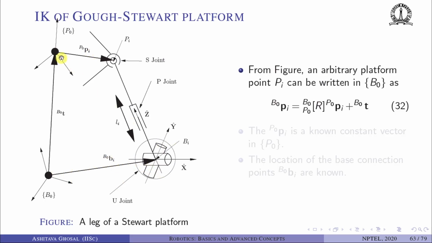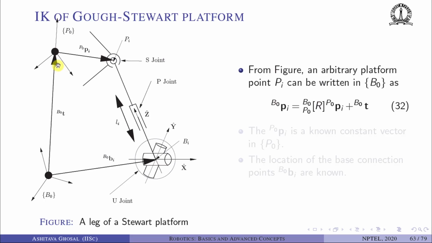Okay, so what you can see is this vector from the fixed base to this point, which is B0Pi. It is nothing but B0P0Pi, which is this vector, pre-multiplied by a rotation matrix, which gives the rotation of the top platform with respect to the base, plus this vector B0T. So this plus this will be given by this. Okay, this is known, and this is also given to us in the inverse kinematics problem. We are given the position and orientation of the top platform.